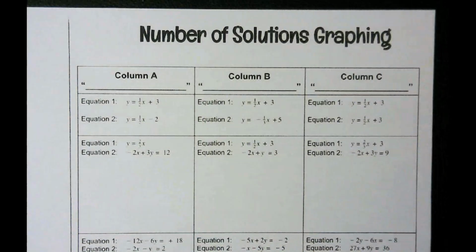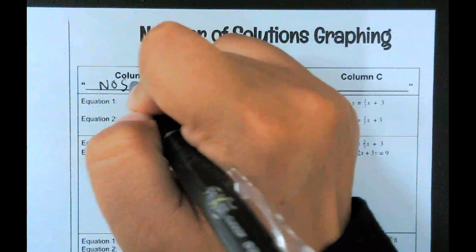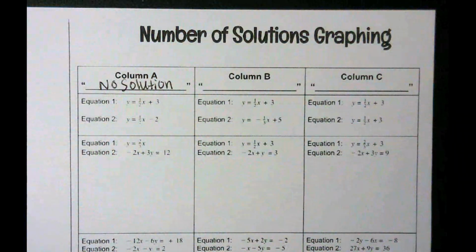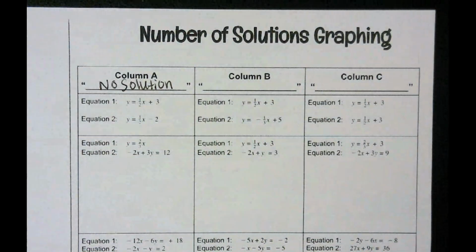All right, we're going to start off in column A. Column A is going to be your no solution. You're looking at number of solutions when you're graphing. We're going to look at the two equations that they have, and we're just going to kind of compare them.